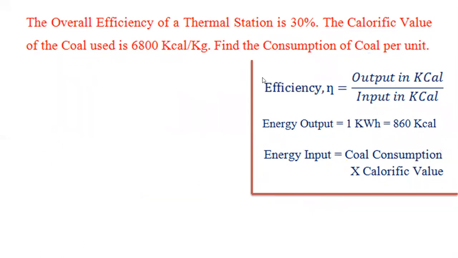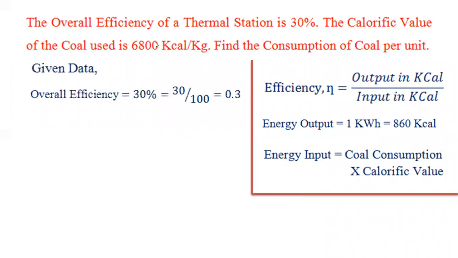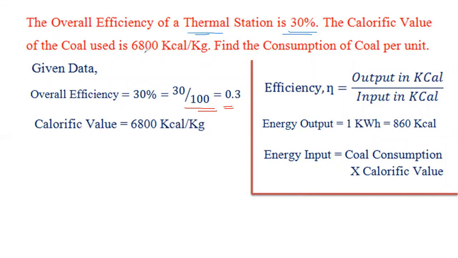Now you can observe here, the given data in the problem is the overall efficiency. The overall efficiency is 30%, that is 30 by 100, we get 0.3. The overall efficiency given in the problem is 0.3. And the next parameter given is the calorific value of the fuel. That is the calorific value of fuel in a thermal power plant. The fuel we are using is coal, and the calorific value is 6,800 kilocalorie per kg.